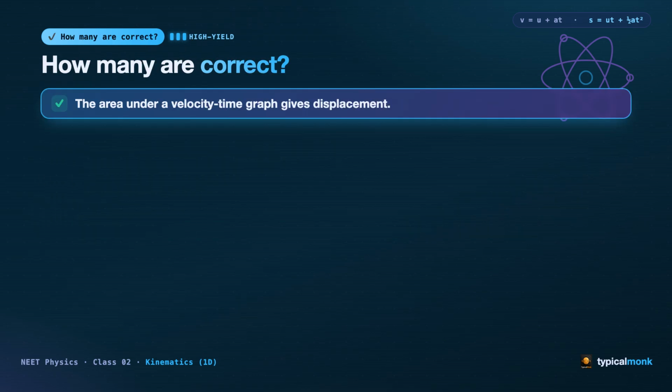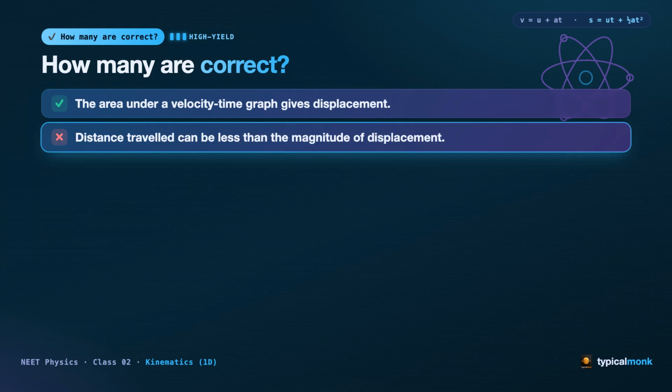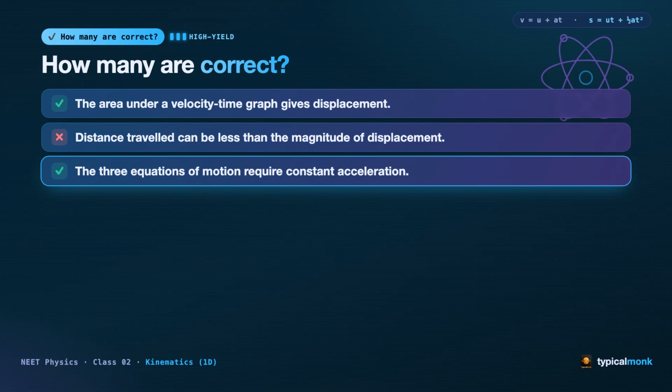Here's a favorite new NEET format. I will read some statements. You silently count how many are correct. Statement 1. The area under a velocity time graph gives the displacement. Hold your verdict. Statement 2. The distance traveled can be less than the magnitude of the displacement. Think carefully before you answer. Statement 3. The three equations of motion require a constant acceleration.